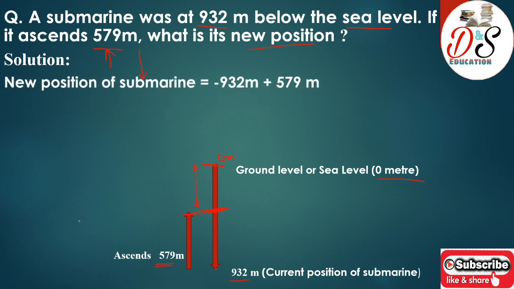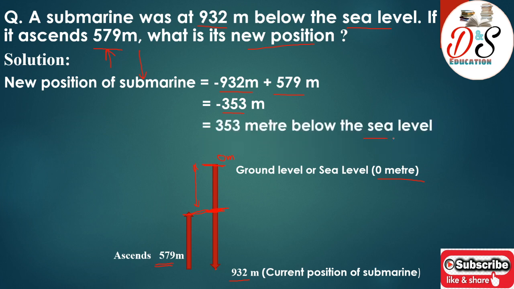New position of the submarine: 932 meter is negative because it is below the sea level, and 579 meter, ascends means increases, so we are adding 579 meter. Now we know that one is a negative integer and one is positive, so we do subtraction. After subtraction we got 353 meter negative. Now this 353 meter negative means 353 meter below the sea level.